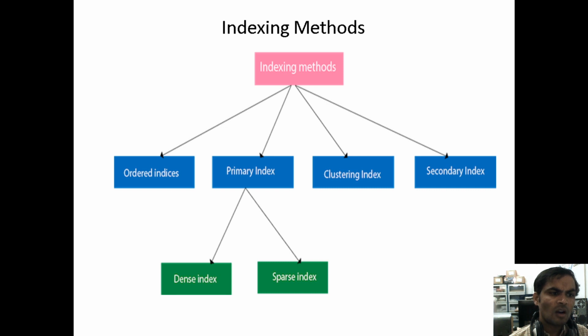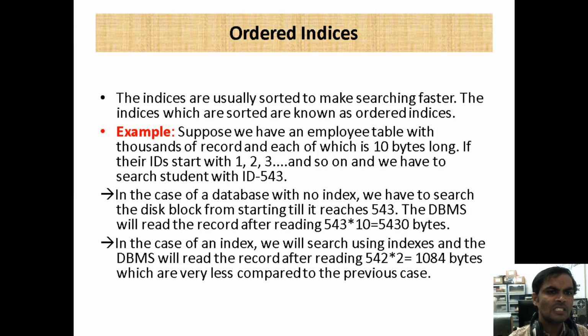Now, order indices means it will store in a sequential manner. Under the index, it will store in sorted order only. It will not store in descending order or at random. The order index is represented with the help of two columns. One is the search key, under which we store the value. The second is the data reference, or pointer to the table.